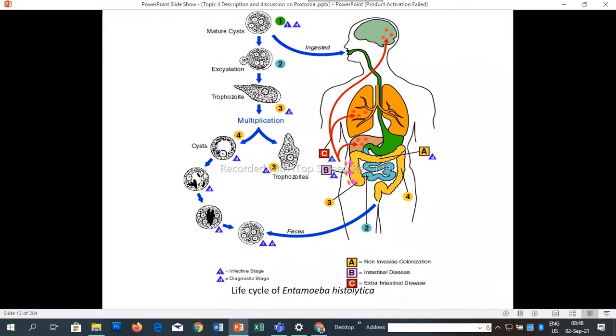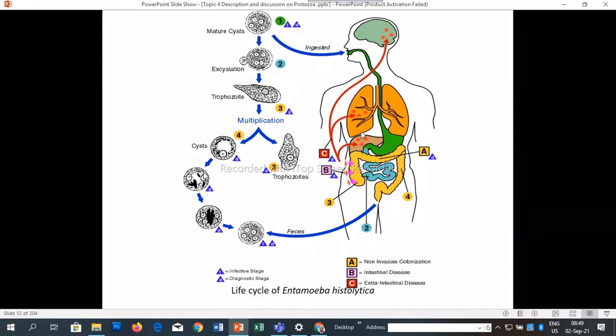Invasive means they can perforate. When they are within the gut, they are non-invasive, and they can cause intestinal diseases. But when they perforate, they become invasive and cause extra-intestinal diseases such as amoebic hepatitis. They go to the liver, they can go to the lung, and also they can move to the brain. So when they are there, they cause extra-intestinal amoebiasis.